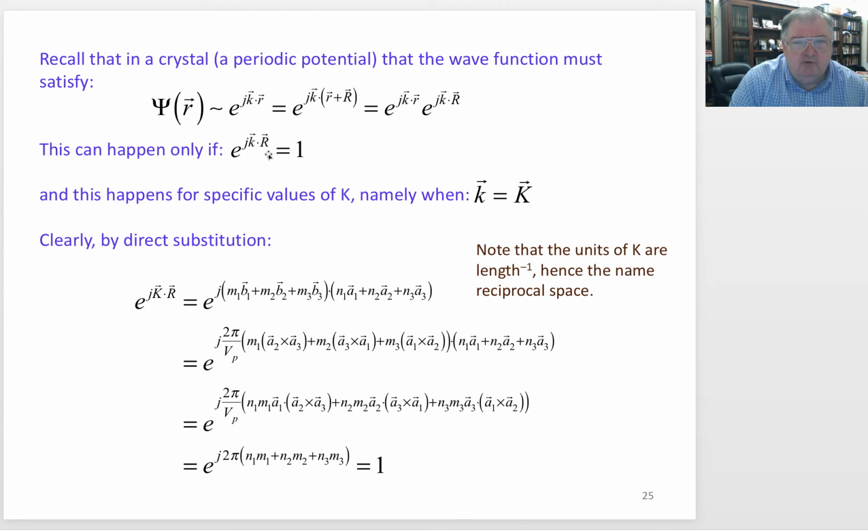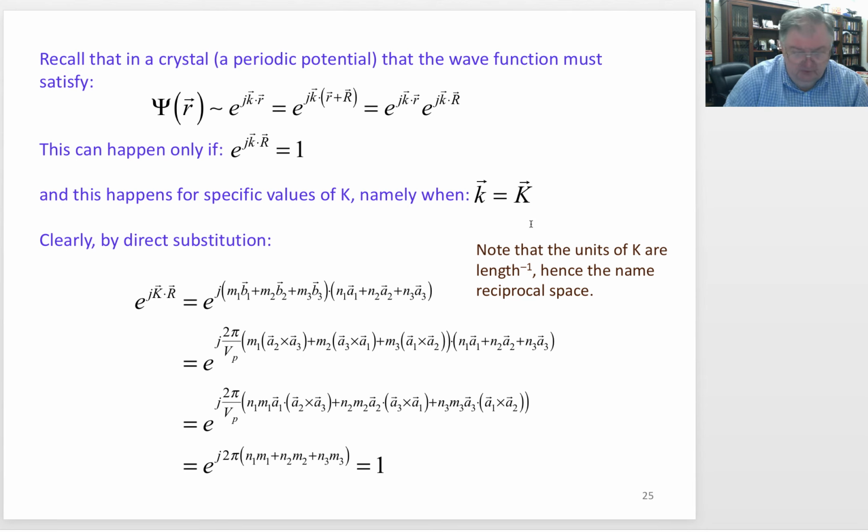In other words, when I replace little r with little r plus big R, the direct lattice vector, and of course I could just write it as such, these two, if this is a periodic function, this should equal this, right? Well, the only way this could equal this is if e to the j k dot r is equal to 1, right? And that happens only for specific values of k, namely when little k equals big K. Okay, so we captured the periodic nature of this three-dimensional lattice with this reciprocal lattice vector.